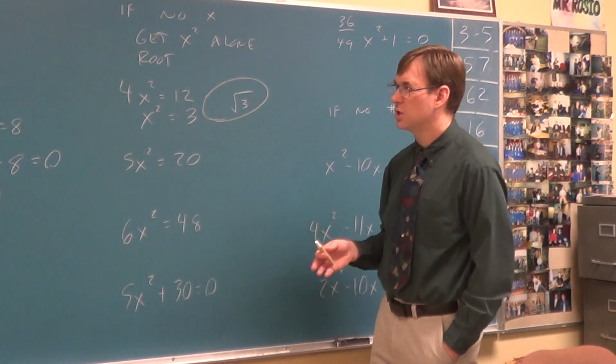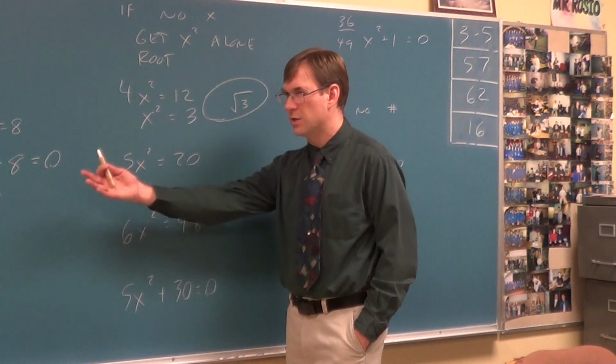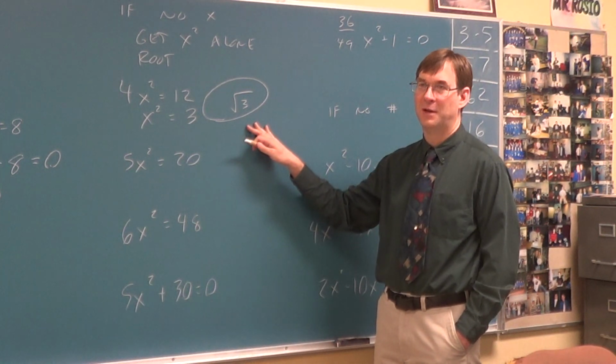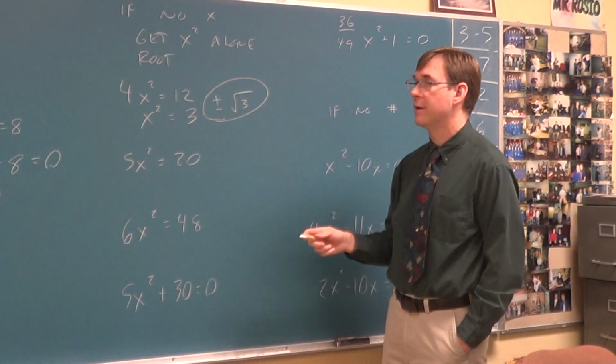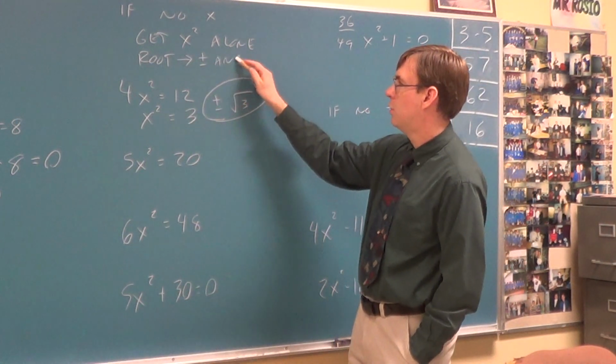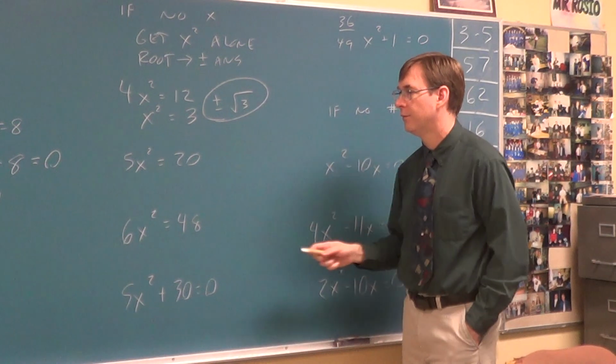X squared equations almost always have 2 answers. We were getting 2 over there. This also has 2. We got one of the 2: plus or minus root 3. When you do the root, it's plus or minus whatever answer you're getting.